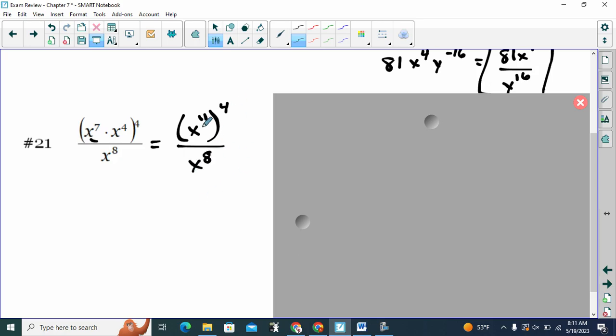Here I have power of a power. Power of a power, we want to multiply. 11 times 4. And now I'm dividing. When we divide, what do we do with the exponents? We should subtract them. 44 minus 8 gives me 36. X to the 36th power.